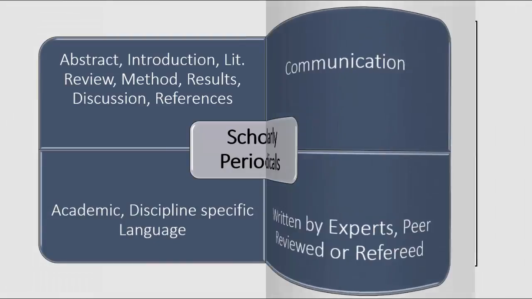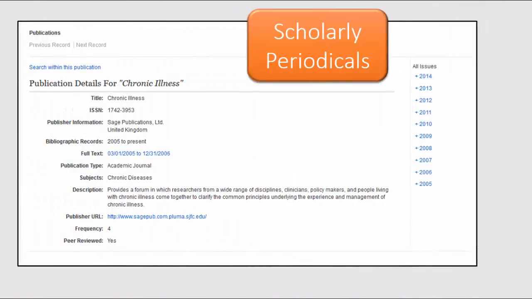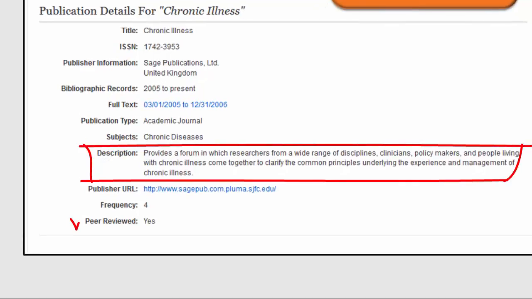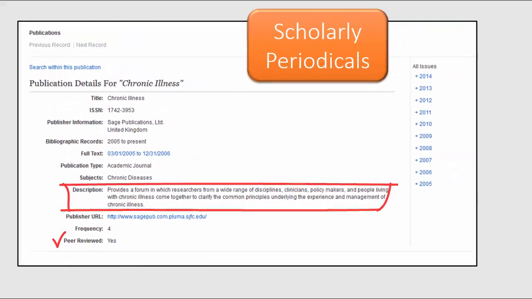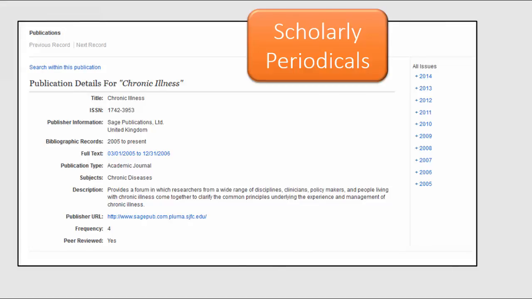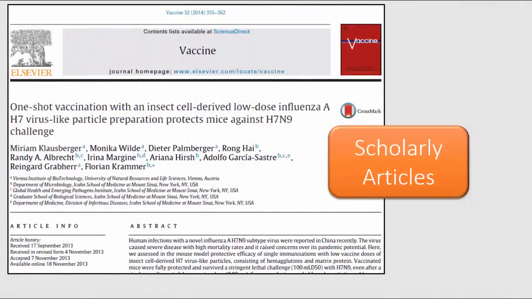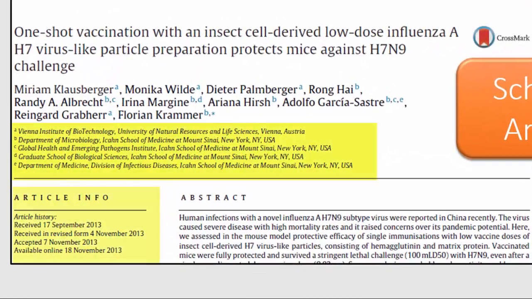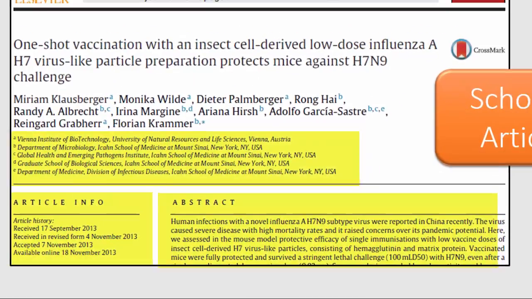Let's take a look at the record for a scholarly periodical. This is the place to locate information about the coverage of the journal and whether it is peer-reviewed. But what if you just have the article? Don't worry, there are clues on scholarly articles too. Look for author affiliations, received and accepted dates, or an abstract.